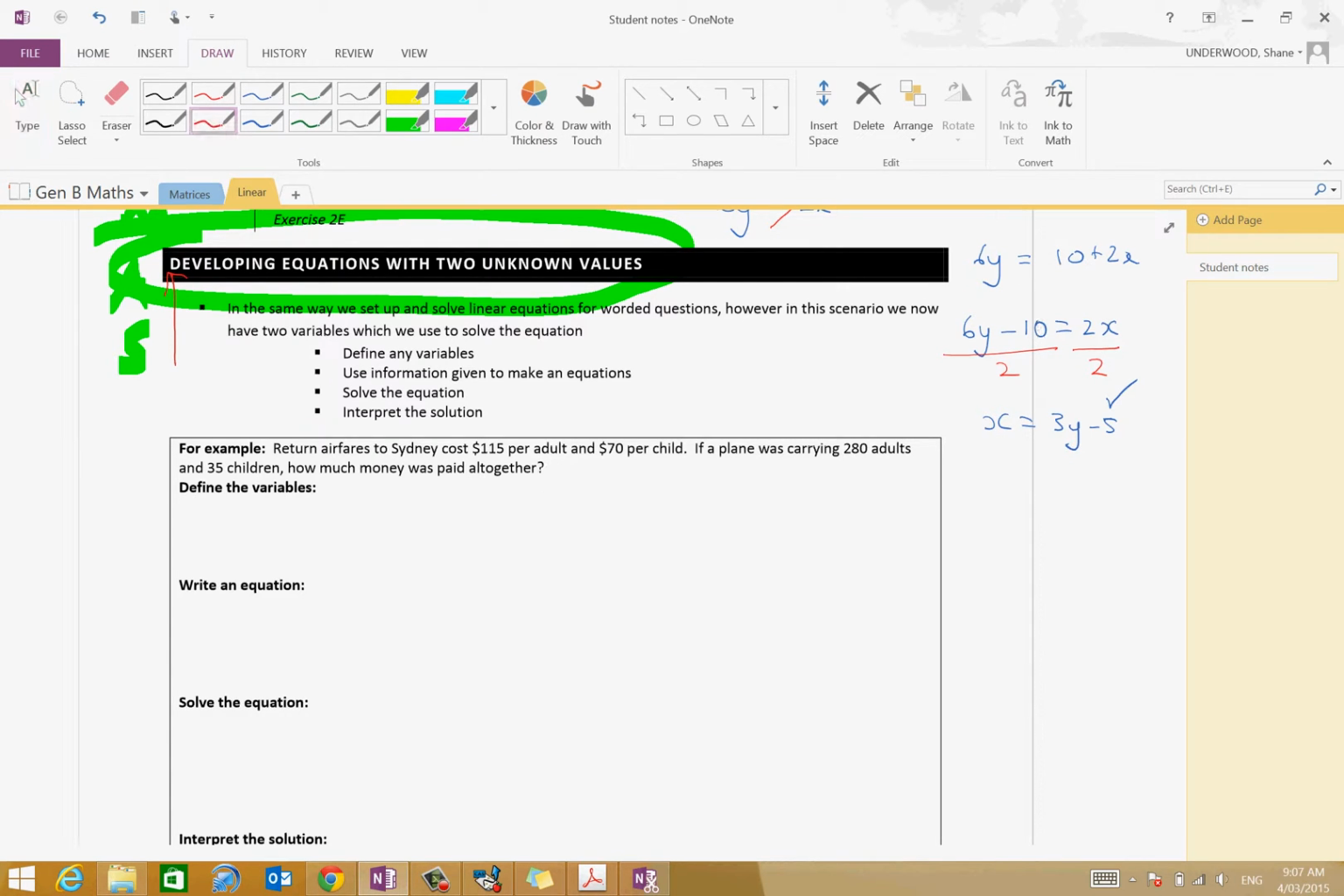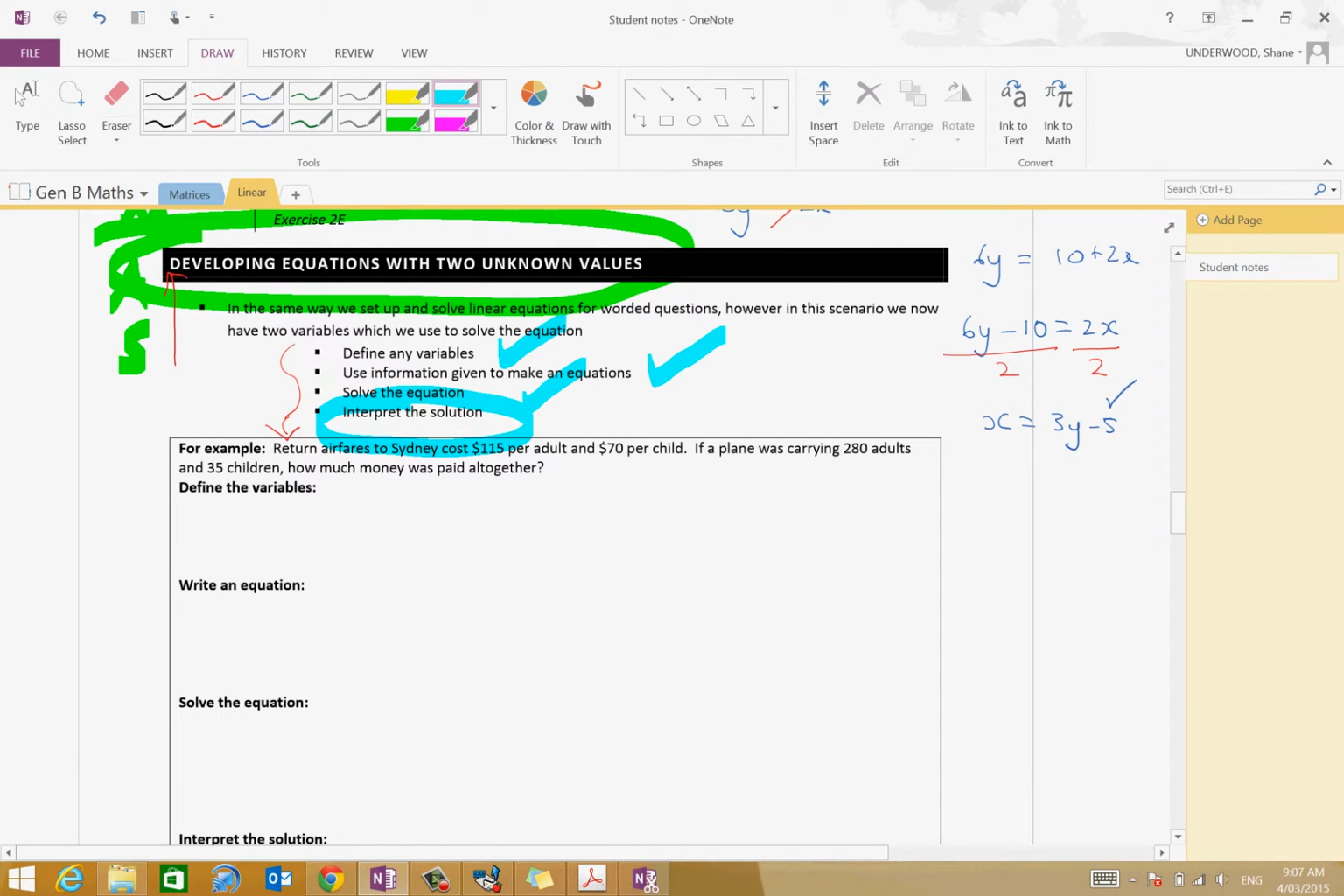Now I'm just going to briefly talk about setting up worded problems. It's really important that, number one, we define any variables we're using, and we also define whether it's in cost, in dollars, it could be a number of things. We need to state what it is. Use information to then make some equations, solve equations, but be careful. If you've got two unknowns, you need two equations to solve for two unknowns. Or you might need to do some substitution. A lot of the time you need to interpret the solution.